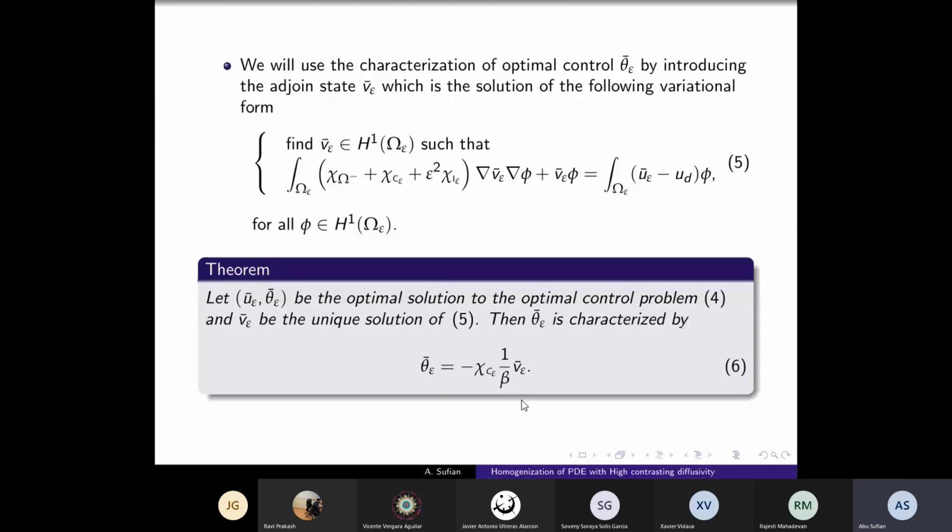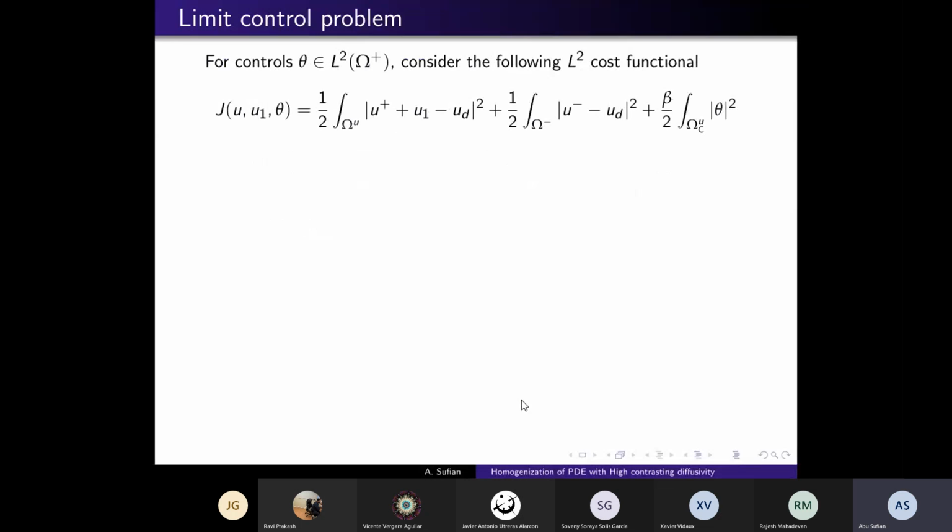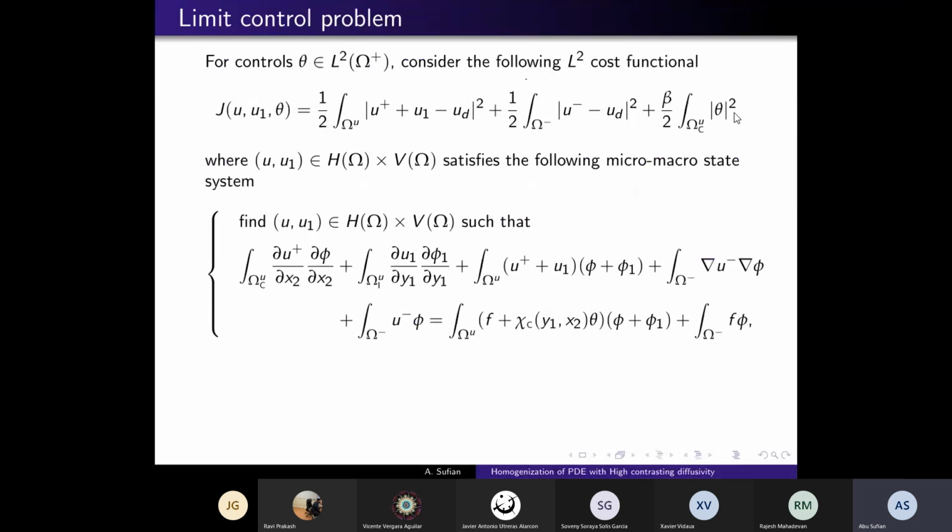So just to see the limit control problem, what will be the limit optimal control problem? The limit optimal control problem for this case is given by: find theta belonging to L2 omega plus such that the limit cost functional J (U, U1, theta) is given by 1 by 2 integral over omega (U plus U1 minus UD) square plus 1 by 2 integral over omega minus U bar, (U minus UD) square plus beta by 2 integral over omega Cu norm theta square, where U and U1 satisfy the following two-scale system, that is: find U, U1 belonging to H omega times V omega such that integral over omega Cu.